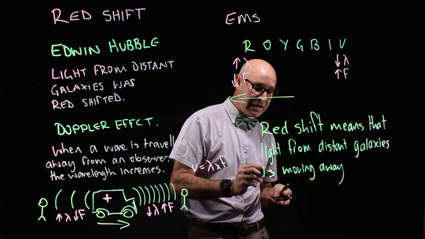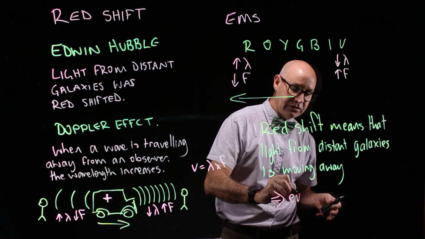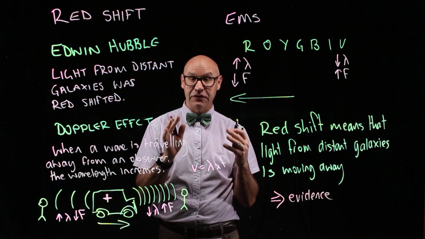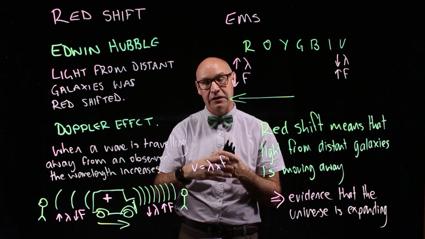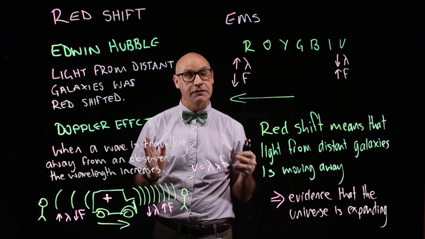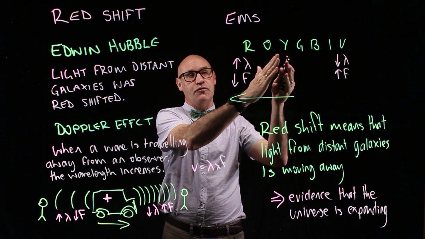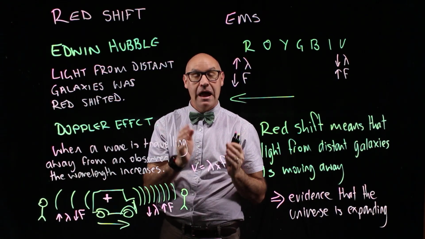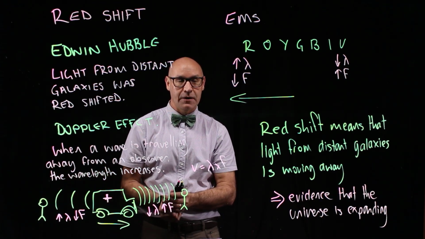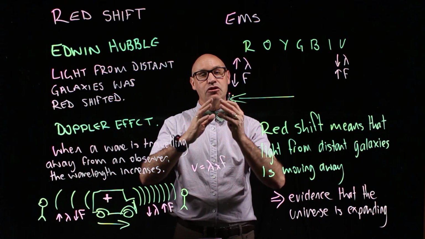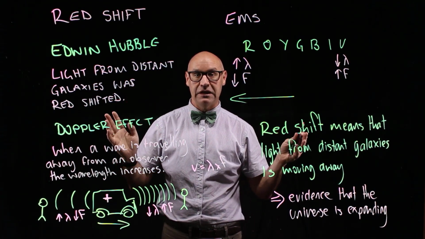Hubble said that this is evidence that the universe is expanding. So Hubble's discovery was that light from the distant galaxies was red-shifted. Red-shifted means that the light has a longer wavelength. It's moved towards the red part of the spectrum. And that means that the light source is moving away from the observer. And that supports the idea that the universe is expanding.